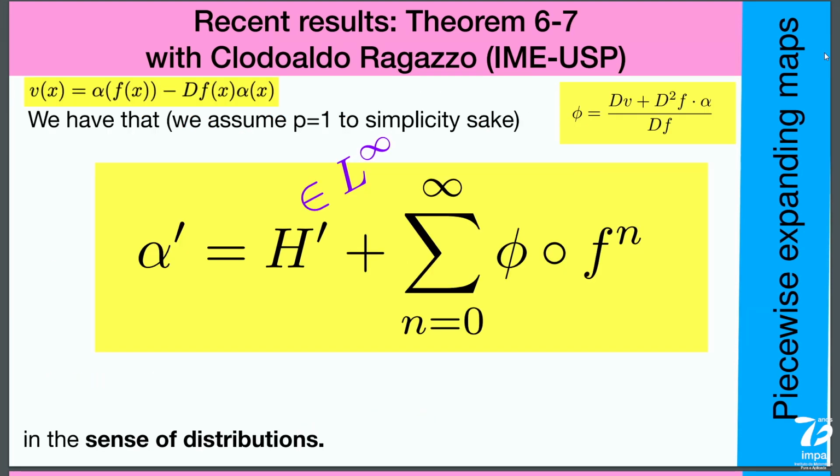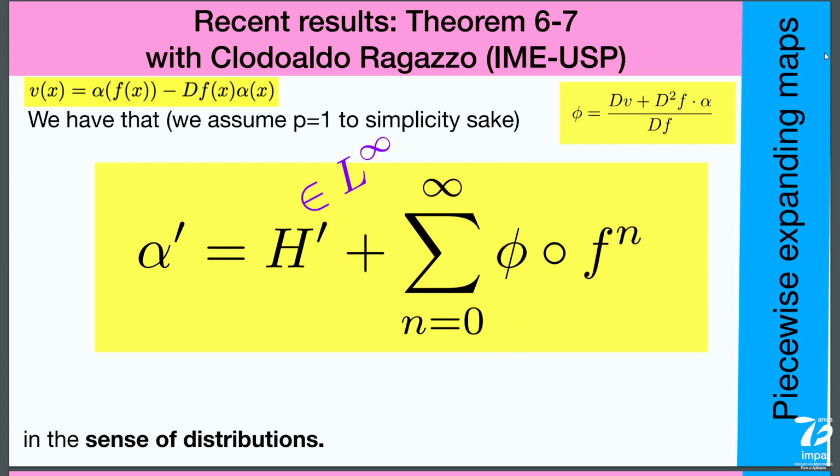Suppose you have V that has a continuous solution for this equation, this homological equation, where F is a piecewise expanding map. It turns out that the derivative of alpha makes sense in the sense of distributions. And this derivative is a bounded function, so that's the boring part of this decomposition, and this Birkhoff sum.